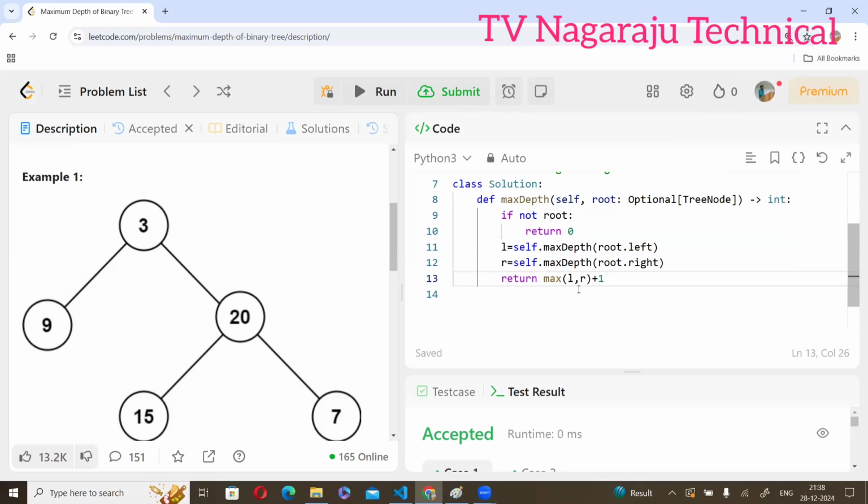This is the program for the maximum depth of a binary tree. Remember, here they follow edges and the question asks for nodes. That is the reason I added plus 1 also.